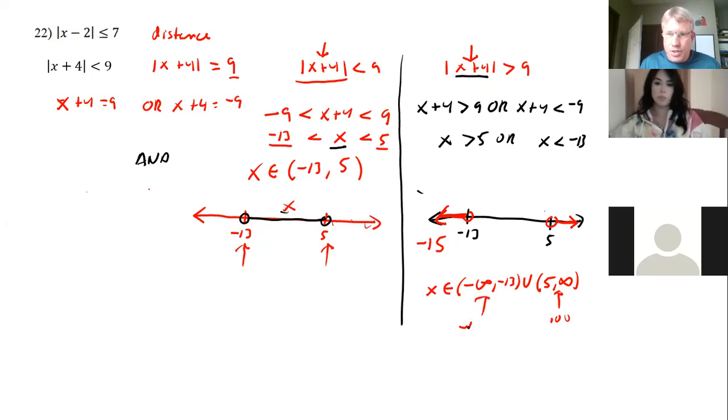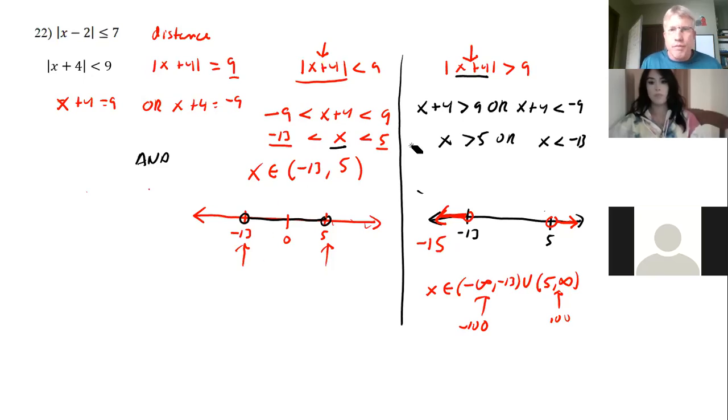Negative 100's in this interval, right? Negative 100 plus 4 is negative 96, which is way more than 9 units away from 0. Anything between the negative 13 and 5 is fewer than 9 units when you plug it in. You plug 0 in. 0 plus 4 is 4. 4 is way less than 9 units away from 0.